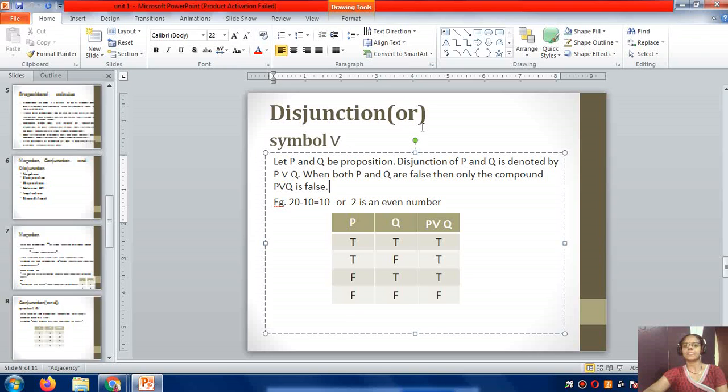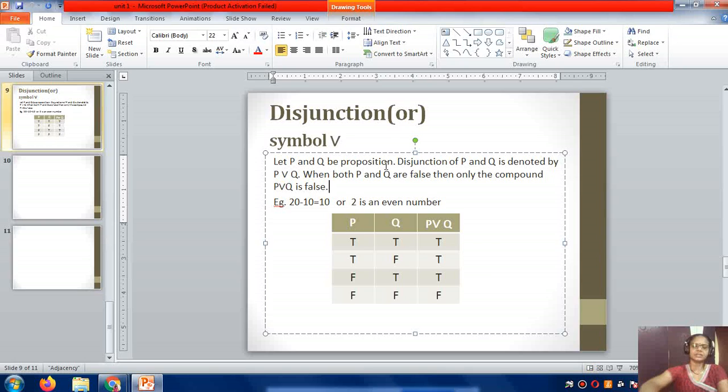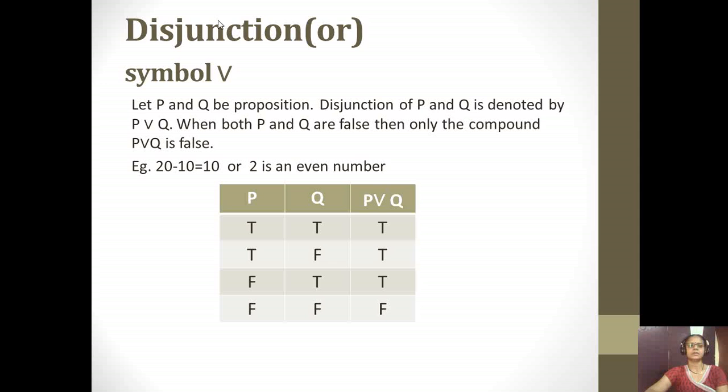Okay, we'll begin with disjunction. This is the disjunction or OR gate, and it is denoted by the symbol ∨. So this is the symbol for disjunction, or we say "or". This symbol we use.